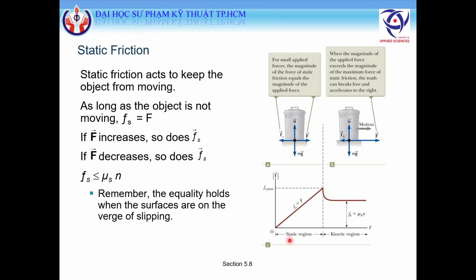Here, you can see the static friction, right? Then, if you apply a stronger force, the bin will move. Then we have the kinetic friction. So we have two regions here: one is for the static, another one for the kinetic. How can we get the formula for that? The static friction is always equal to the applied force, but it has a maximum.